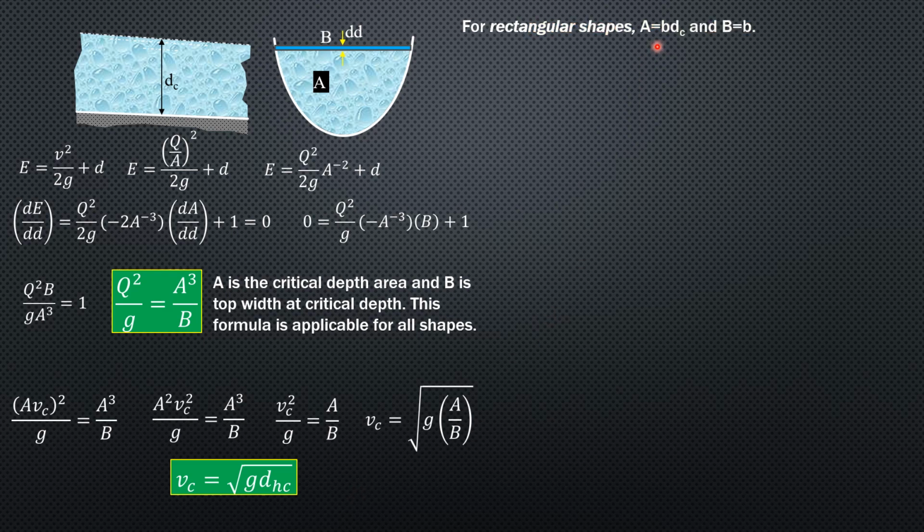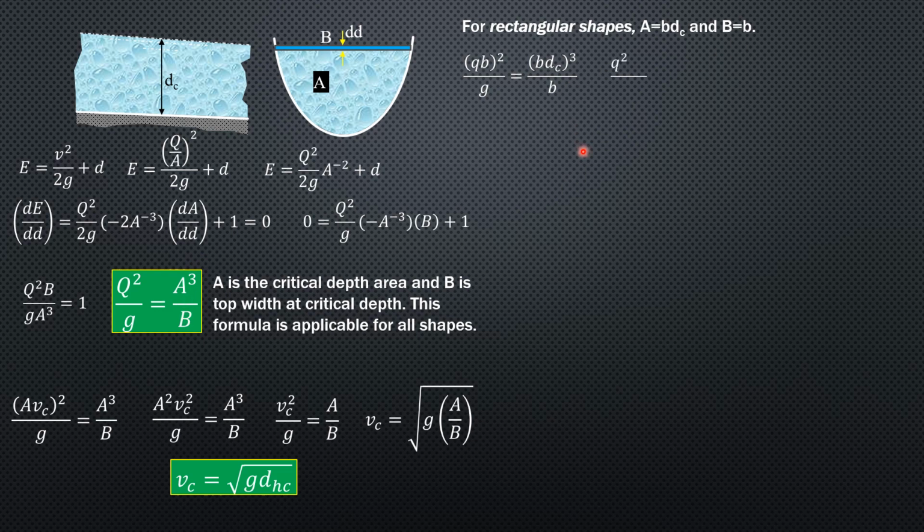So for rectangular shapes, area is bottom base width times critical depth. And capital T, the top width, is also the bottom base for rectangular sections. So remember, capital Q is the product of the unit discharge per meter width of the channel times the width of the channel. So it is small q times B, and Q square over G. Then critical area for rectangular shapes is B times critical depth, and the formula is Q square over G equals A cube over T.